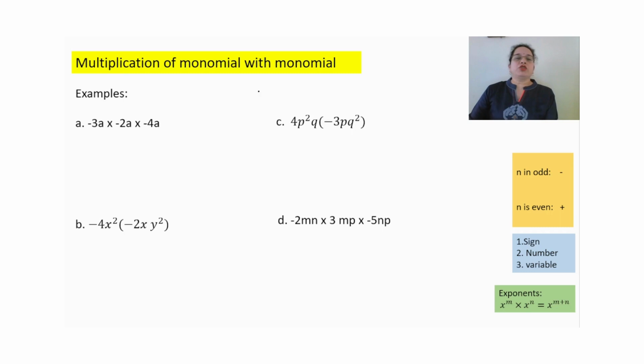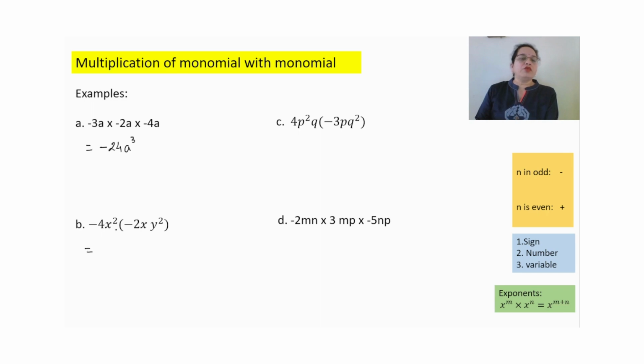Now multiplication of monomial with monomial. This we already did in the last session, but this is very important. This is the basic concept. So once again I am solving 4 sums here. I will write down the direct answer. Total number of negative signs is 3. It means the answer will be negative. 2 3s are 6, 6 4s are 24, and a raised to the power 3.